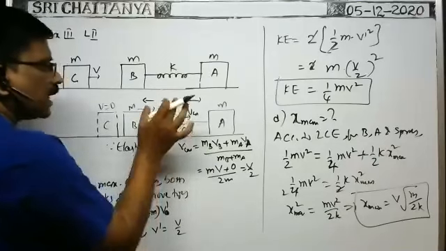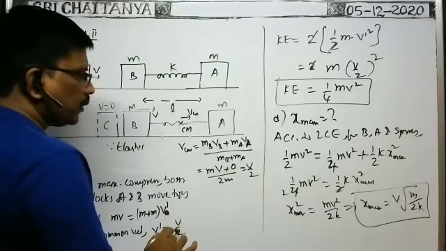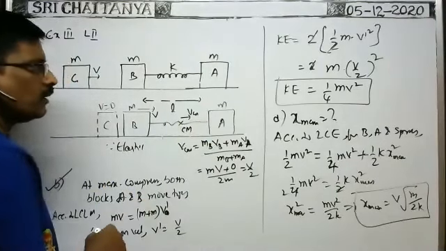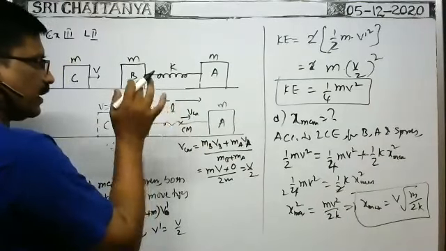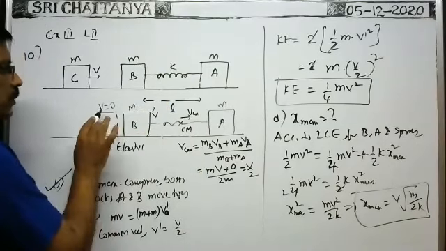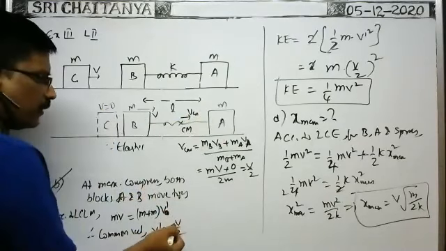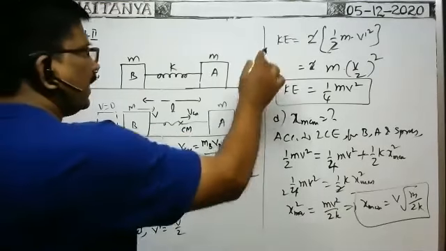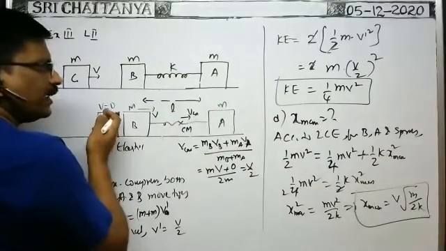So whenever the maximum compression takes place, the two blocks have the same common velocity v by 2. What is the kinetic energy of the entire system at that moment? As block C is at rest, it has no kinetic energy. Only the two blocks travel with common velocity, so the kinetic energy of the system is only the kinetic energy of these two blocks.